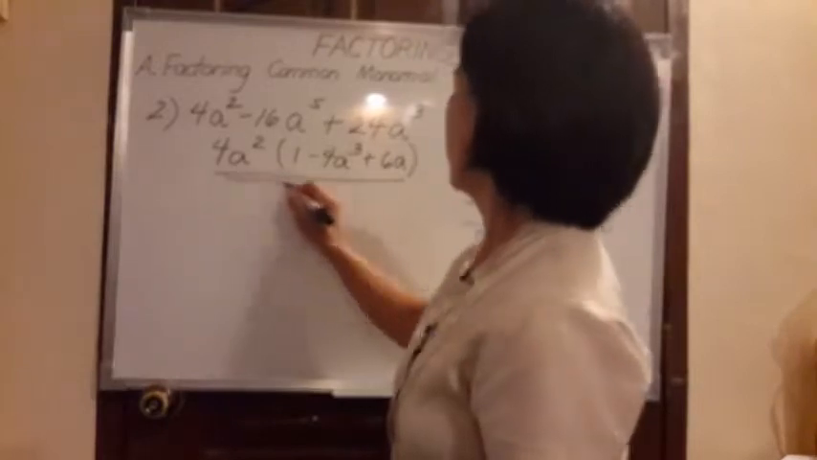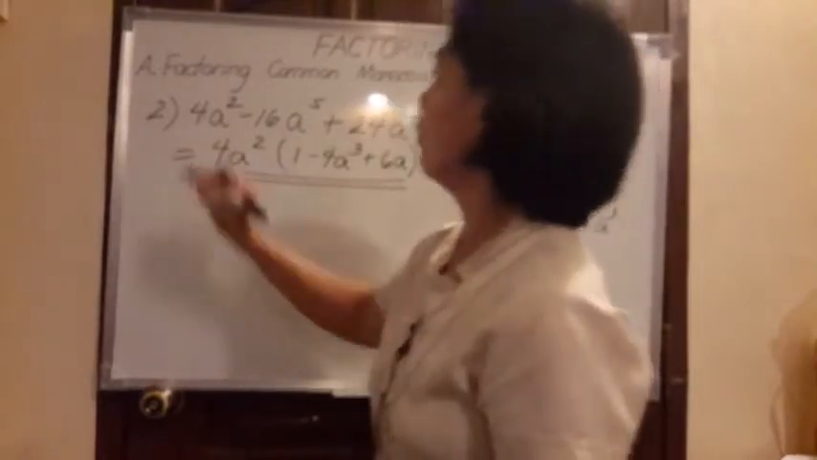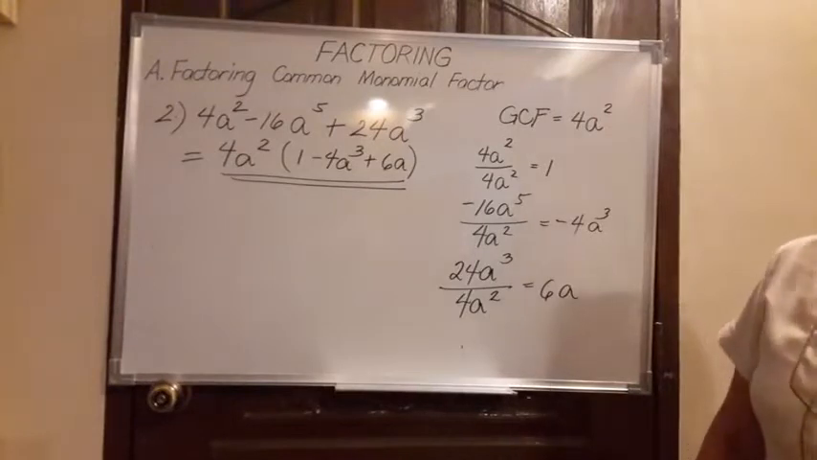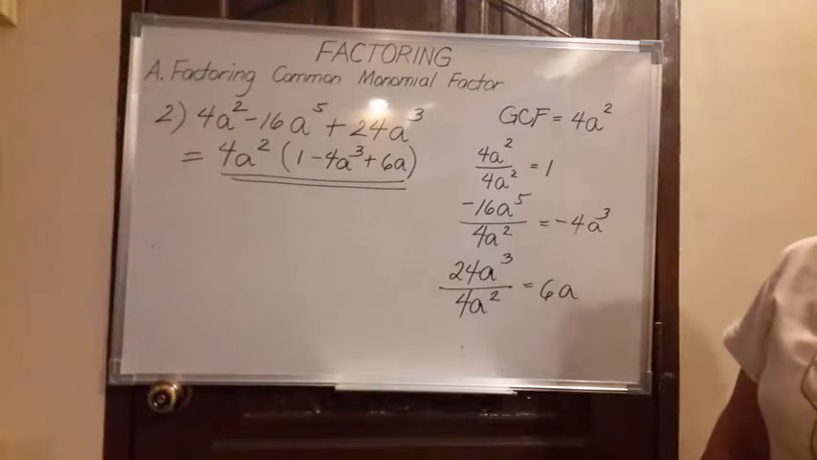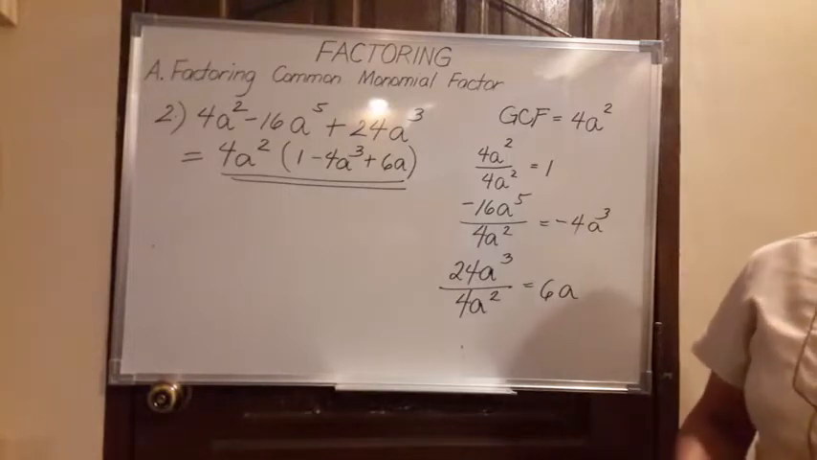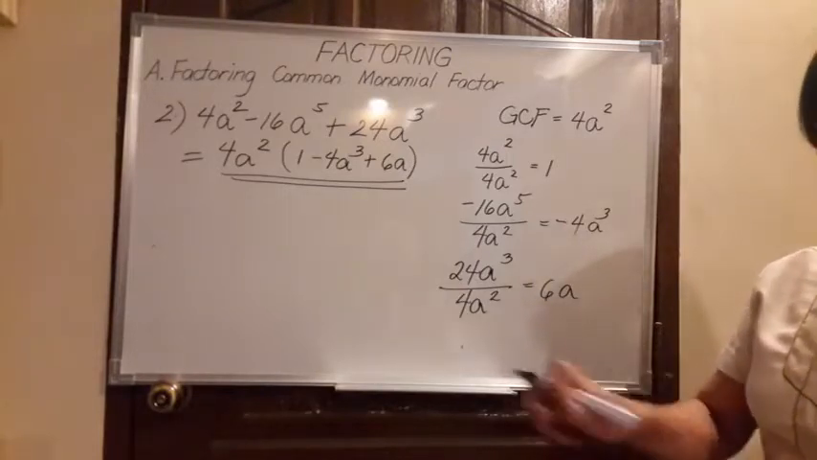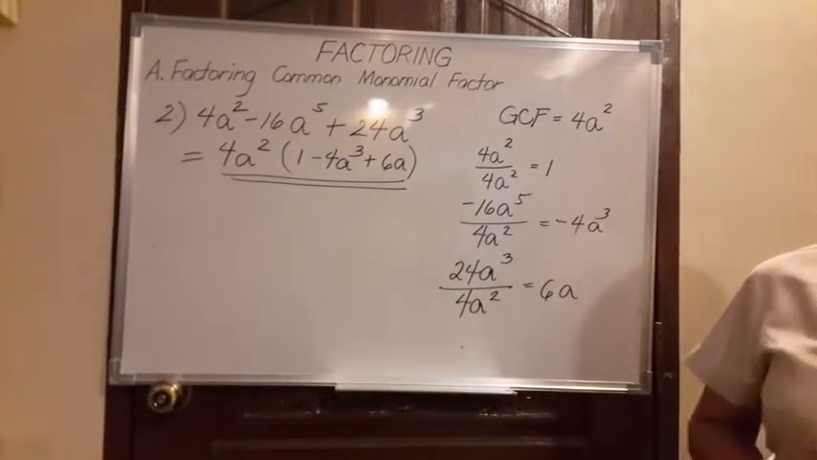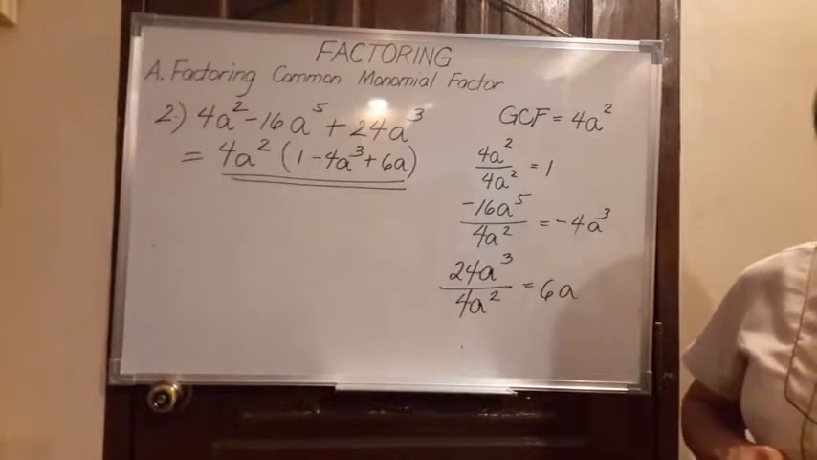Therefore, the factored form of 4a squared minus 16a to the 5th plus 24a cubed is 4a squared times the quantity 1 minus 4a cubed plus 6a. Any question? So we proceed to the next example.